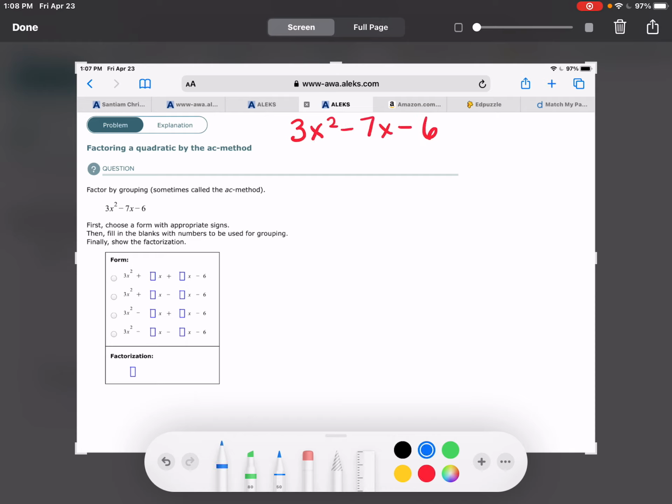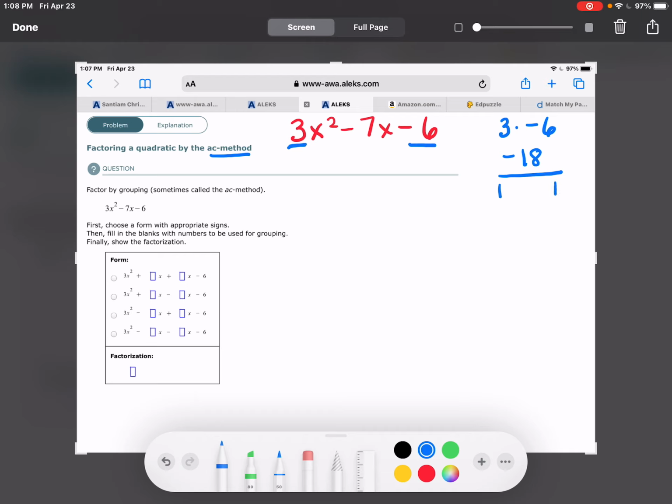In order to factor something that looks like this, there's no common factor and no special patterns going on, and we notice that there is a number here, not just a 1, and so we are factoring using the AC method. 3 is A and negative 6 is C, and so what we're going to do is multiply 3 times negative 6 to get negative 18. And we are going to get factors of negative 18.